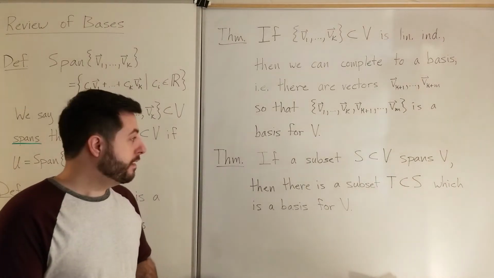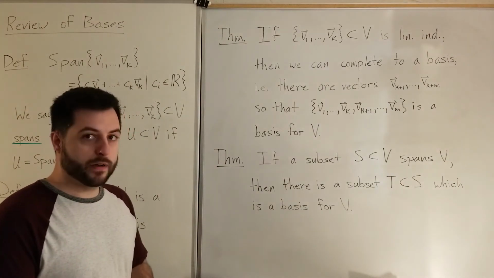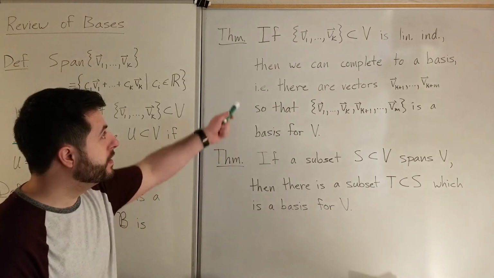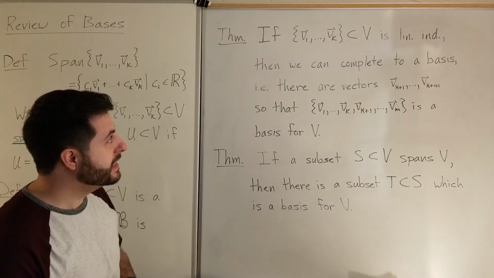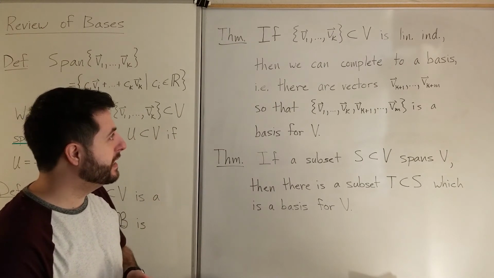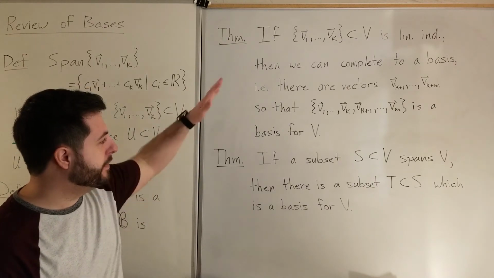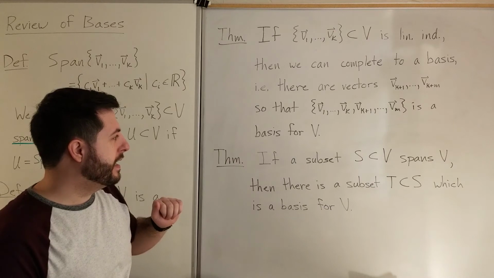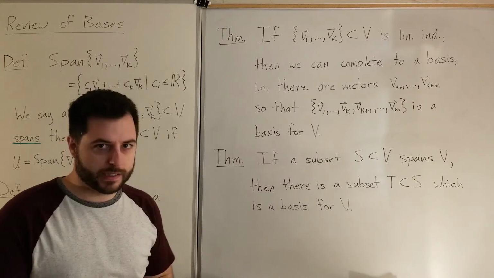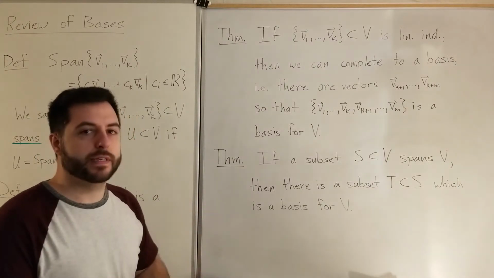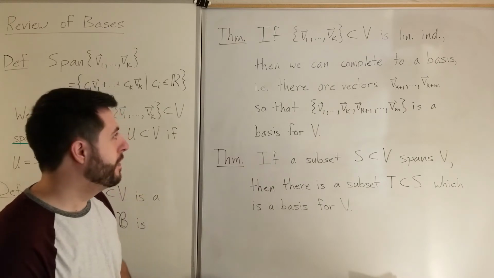All right, here are two more theorems that I want you to know. So this first one says if we have a subset of V which is linearly independent. By the way, before I get into this, I'm being a bit lazy here with both of these theorems, and I'm not saying let V be a vector space at the start. It's assumed that V is a vector space for these theorems. I'm just being lazy.